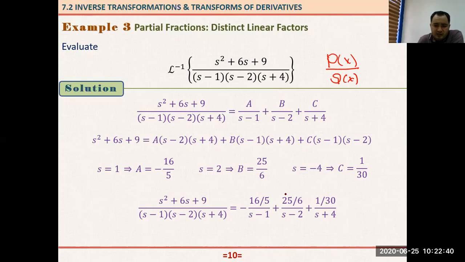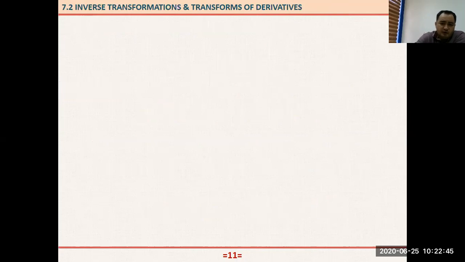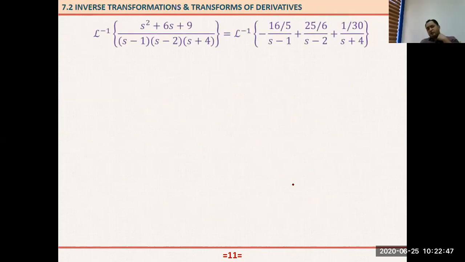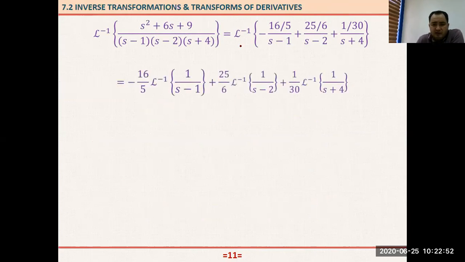So now if I put this expression instead of this one, and use the linearity property of the inverse Laplace transform, I can write these separately, since these are constants, and after that I can take each constant number out. So here we have minus 16 over 5 times the inverse Laplace transform of 1 over s minus 1, plus 25 over 6, it's just a constant number, take this out, times the inverse Laplace transform of 1 over s minus 2, plus 1 over 30, also take this out here.